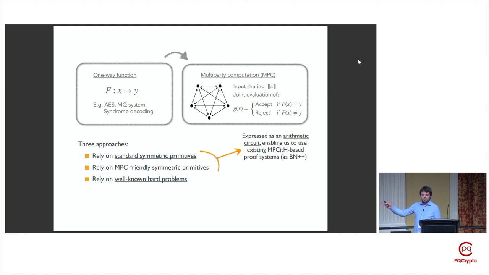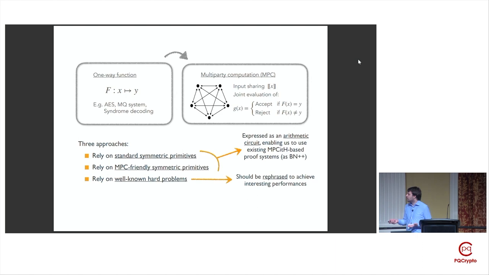In the first two cases, since we are relying on symmetric primitives, it often can be expressed as an arithmetic circuit or a Boolean circuit. It has a natural expression as it. So we can directly use all the MPC-in-the-head proof systems which exist, like BN++. It's not the case for the last approach because, for example, if we try to build the circuit corresponding to the checking of the syndrome decoding, it will be quite ugly and will give a very large signature size. So in fact, we need to rephrase the well-known hard problem to achieve interesting performances.